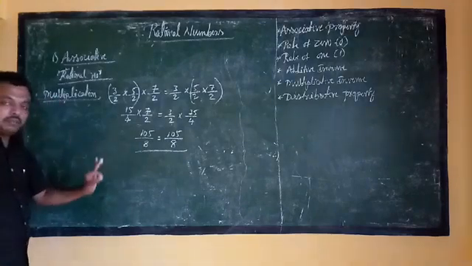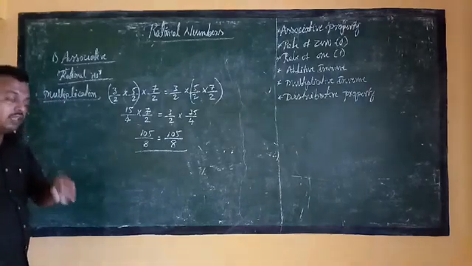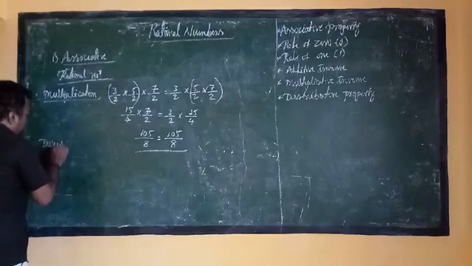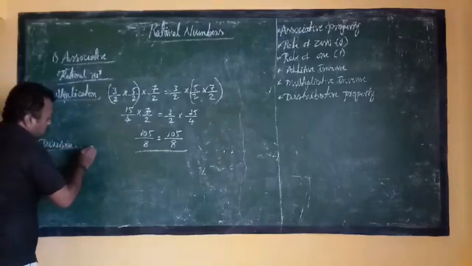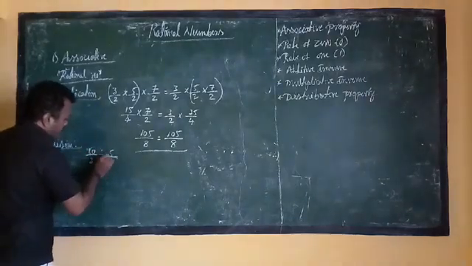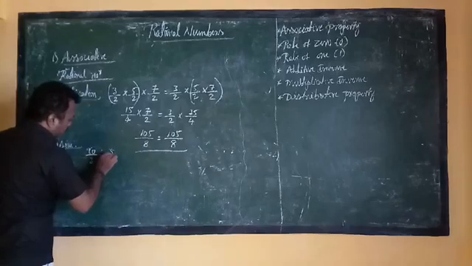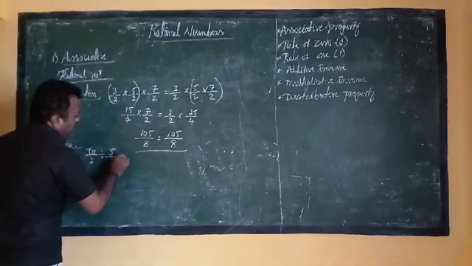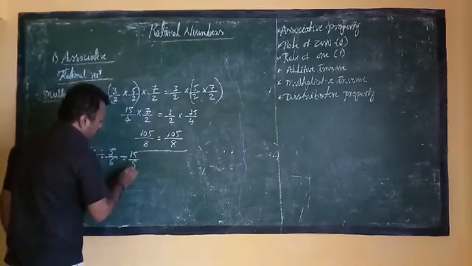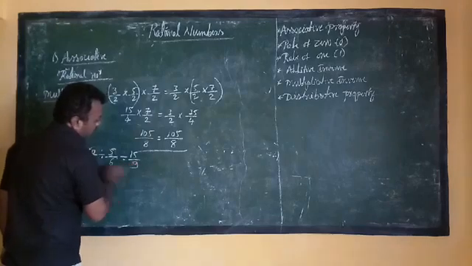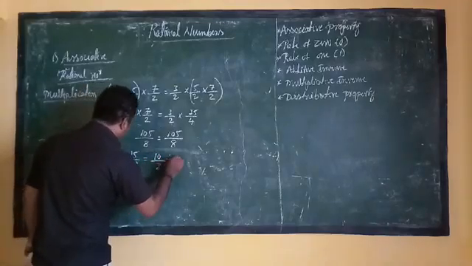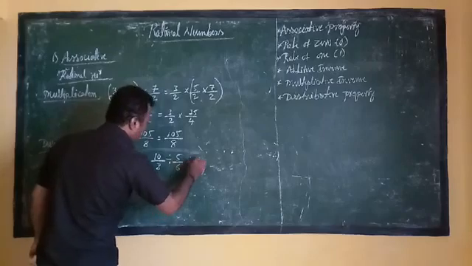Addition is also satisfied, multiplication is also satisfied. Subtraction is not satisfied, and division is also not satisfied. Let us check it. Division. See students, 10 by 3 divided by 5 by 6 divided by 15 by 9. It is equal to 10 by 3 divided by 5 by 6 divided by 15 by 9.